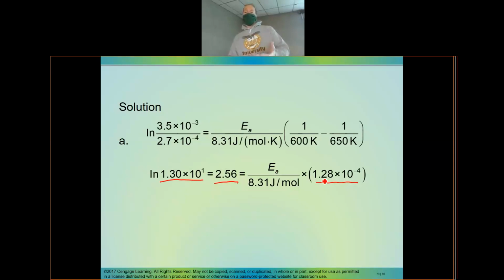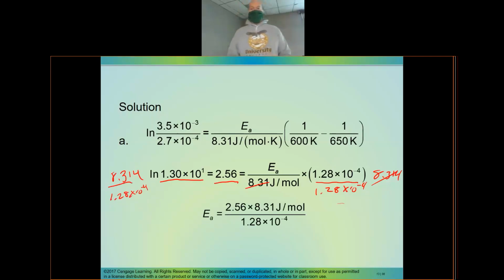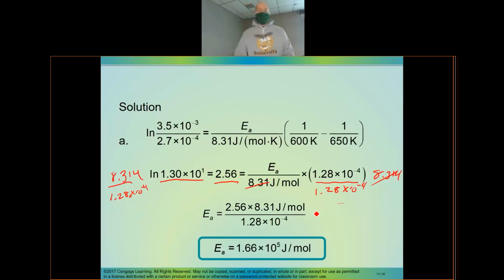So in order to get energy of activation by itself, you multiply both sides by the 8.314. They're not putting in the 4, which is fine, 8.31. And then we have to divide both sides by 1.28 times 10 to the minus 4. Again, make sure that you're not missing these questions because of math problems. So now you have to multiply your 2.56 by your 8.314, divide by the 1.28 times 10 to the minus 4, and then you get your energy of activation, which is 1.66 times 10 to the 5th joules per mole.